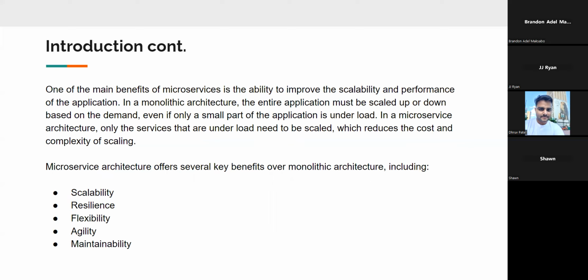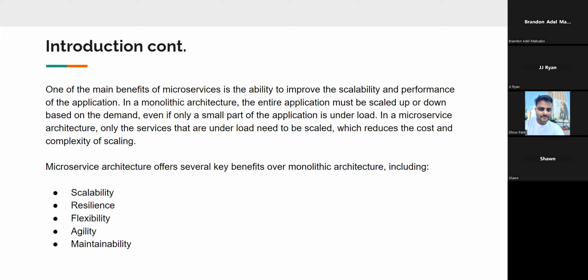Microservice architectures offer several key benefits over monolithic architecture, including scalability, which allows for individual services to be scaled independently, providing greater flexibility and efficiency in handling variable workloads. This means that resources can be allocated only where needed, reducing cost and improving overall system performance. Resilience. Because microservices are isolated and independent of each other, failures in one service do not necessarily affect the entire system. This makes the architecture more resilient and fault tolerant, as issues can be isolated and addressed without disrupting the entire application.